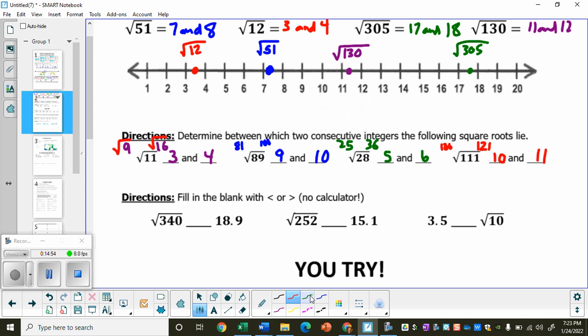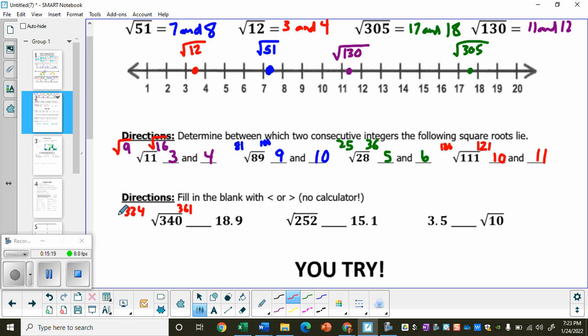All right, and now for this, instead of a number line and just determining what it's between, we're actually going to compare it to a decimal value and see if it would be bigger than or less than that proposed number over here. So first thing, let's just think about the number 340. It is bigger than 324, and it is less than 361.